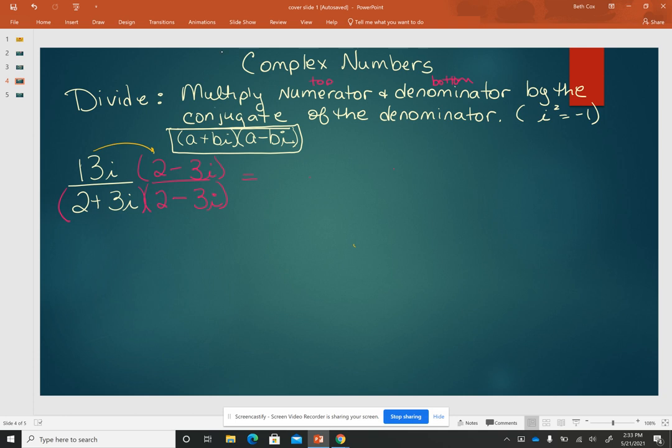Here we go. That'll be 36i minus 39i squared. That's the top. The bottom is going to be 4 minus 6i plus 6i minus 9i squared. Okay, so now i squared is -1. So here we go. Let's change this one to -1. And remember, that's multiply. So that becomes a positive 39.